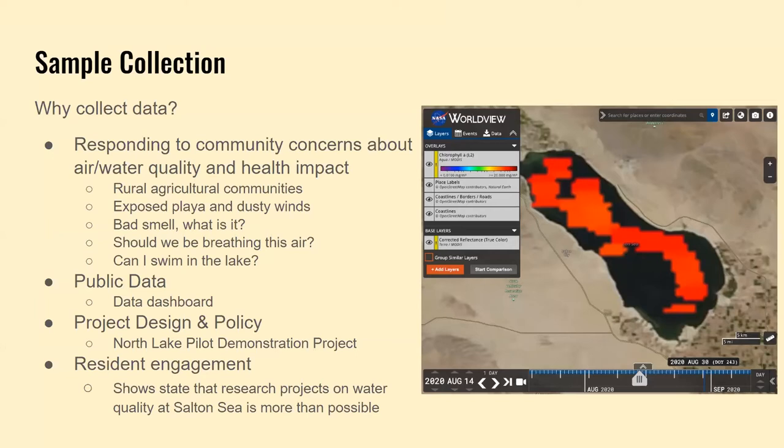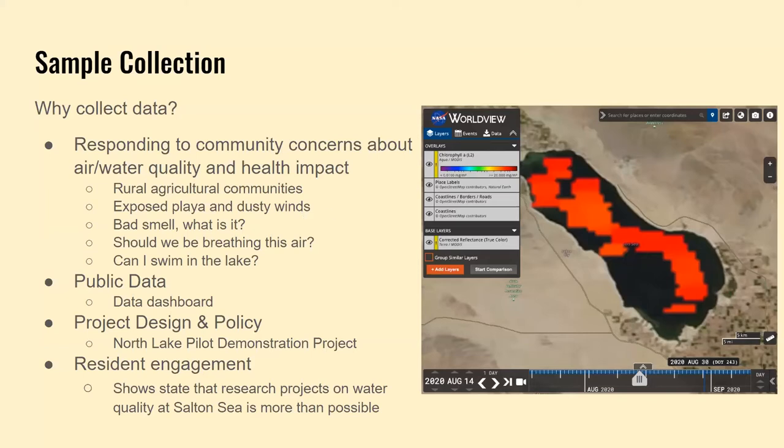This is a rural agricultural community where there are numerous types of crops grown around the communities using fertilizers, some pesticides, maybe even some herbicides. So one can assume that there's going to be some health impact on the community. Again, to what was being said with Ryan about the exposed playa, there are all these dusty winds that also have an effect on our health.